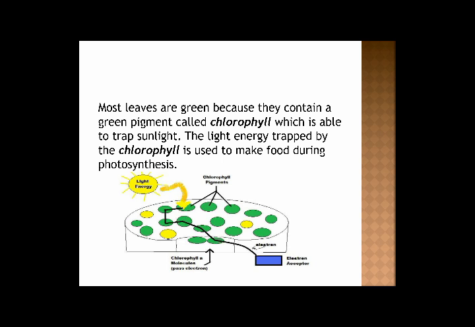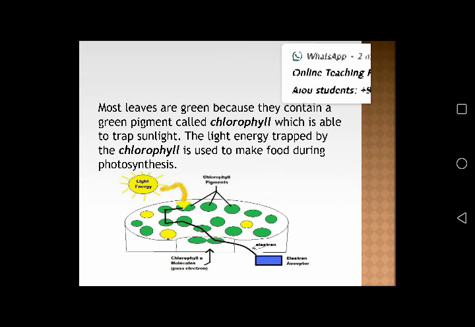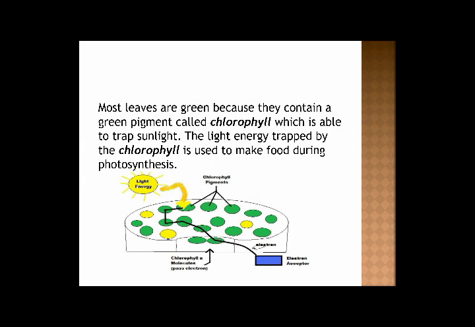Most leaves we have seen are green because they contain a green pigment that is called chlorophyll. And what is the quality of chlorophyll? Chlorophyll is able to trap sunlight. The light energy that is trapped by the chlorophyll is used to make food during photosynthesis. Here you can see the picture as well in front of you.